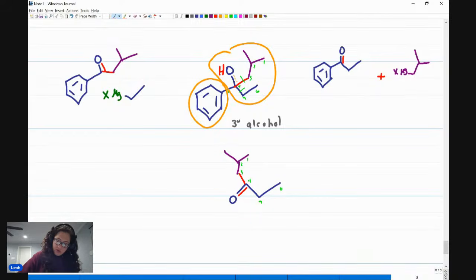And then the Grignard portion, that is right here with just an MgX.